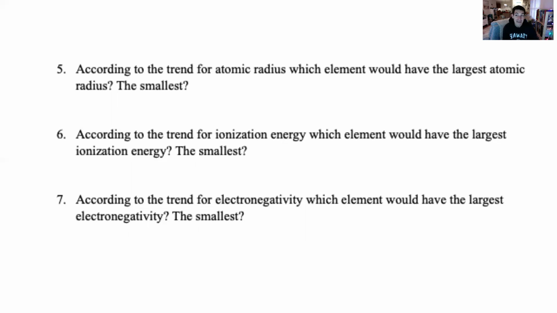That would be helium, right? So helium, smallest atom, highest ionization energy. Which one would have the smallest ionization energy? That would be francium. Biggest atom, smallest ionization energy.